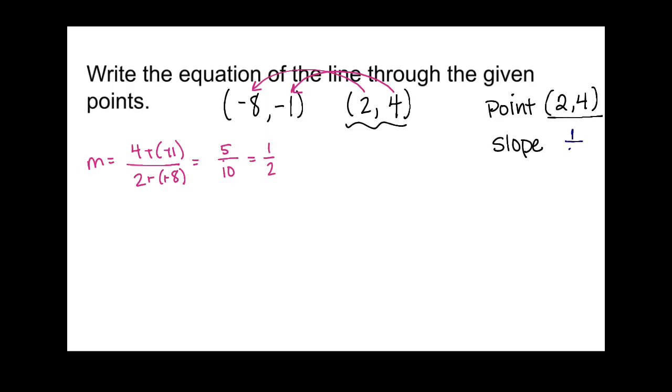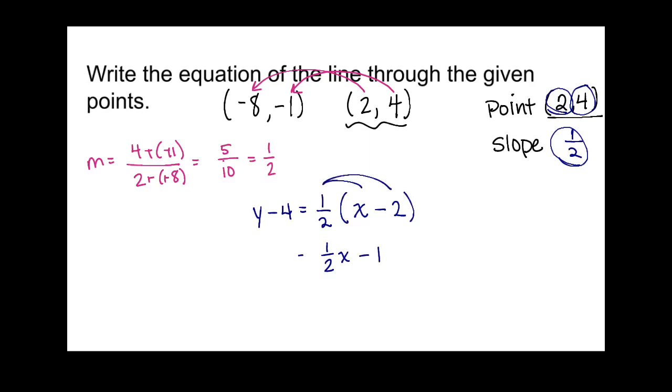So there's my slope. So y minus the y value equals the slope times x minus the x value from the point I chose. Then I need to get rid of my parentheses. And then I can add 4. And then I get that.